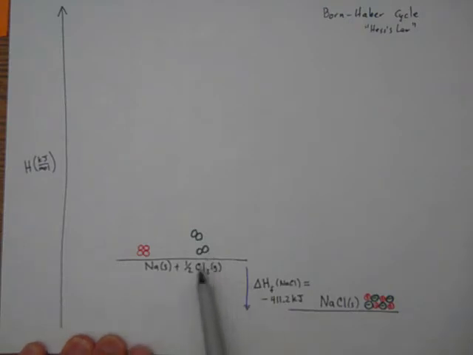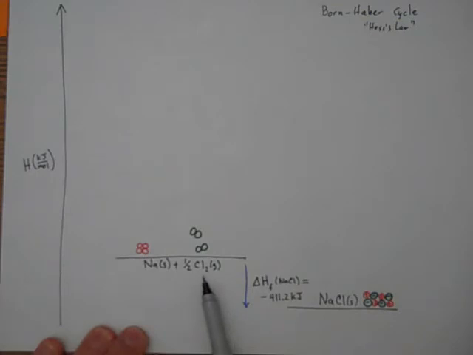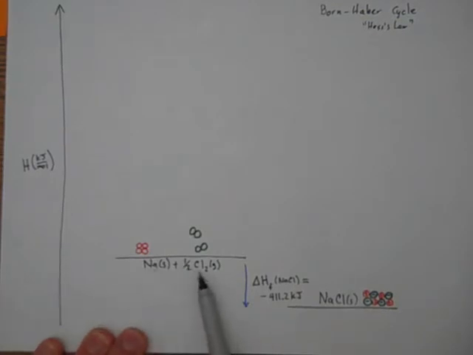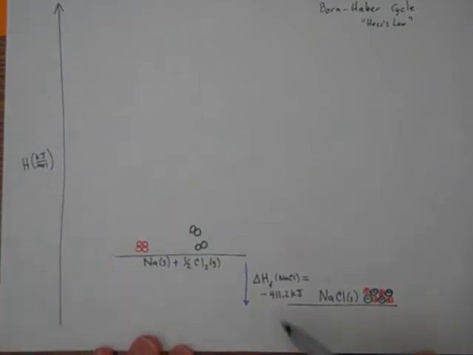Now because we're going to be making sodium chloride, we want to make sure that we have one chlorine atom for every sodium atom. Because chlorine occurs in molecules, Cl2, we only need a half mole to get 1 mole of Cl atoms. So we have 1 mole of sodium atoms and a half mole of Cl2, so 1/2 times 2 gives me 1. So we have 1 mole of chlorine atoms.